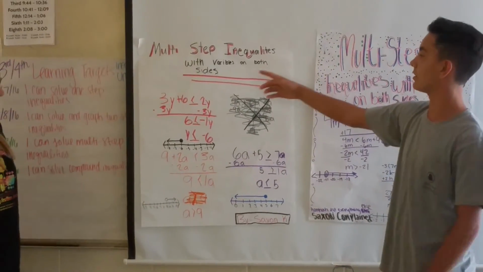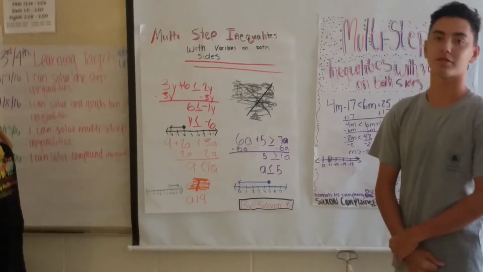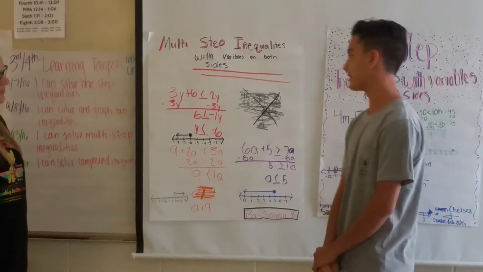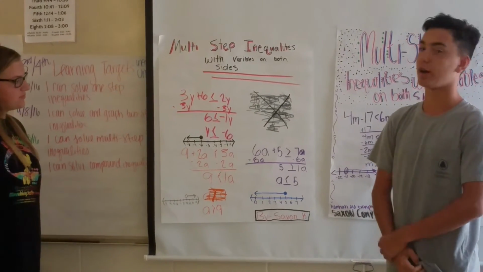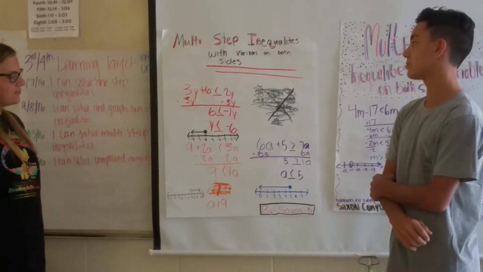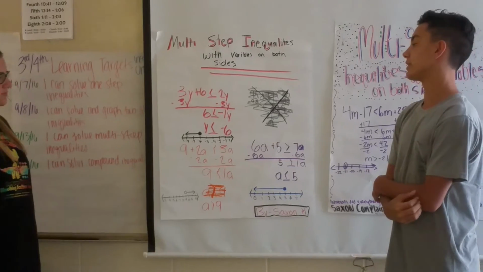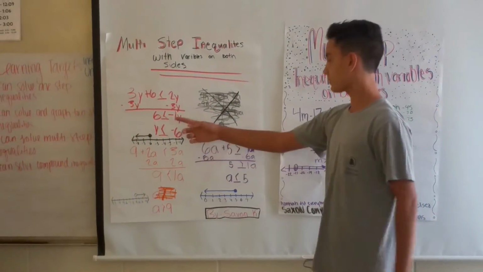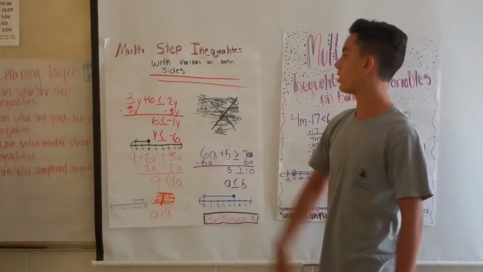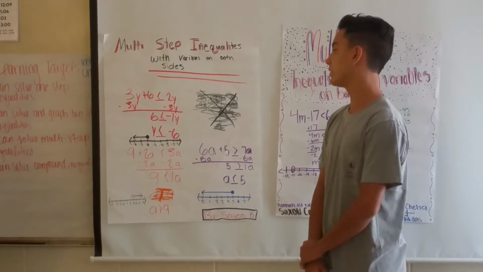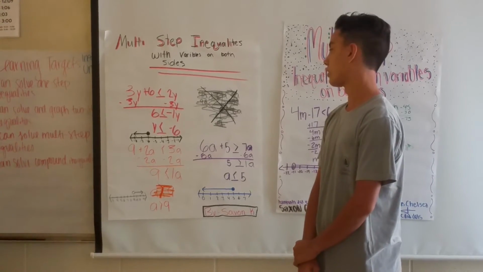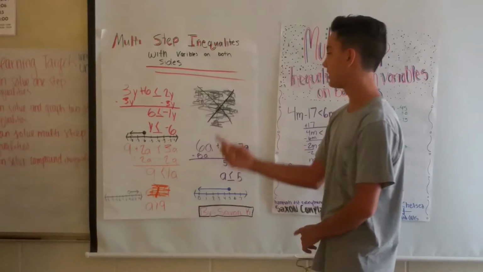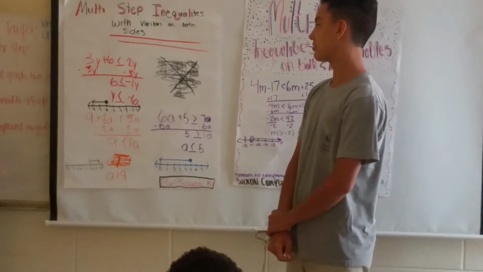I'm doing multi-step inequalities with variables on both sides. For my first example, I did 3y plus 6 is less than or equal to 2y. First you have to subtract 3y on both sides. You get 6 is less than or equal to negative 1y. Then you divide by negative 1y on both sides, and you get y is less than, oh, well, that's backwards. You did it right. Yeah. Then you get y is less than or equal to negative 6.